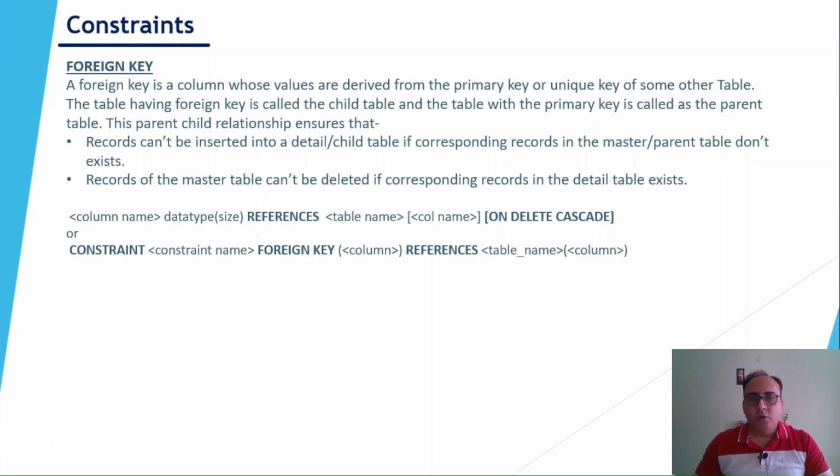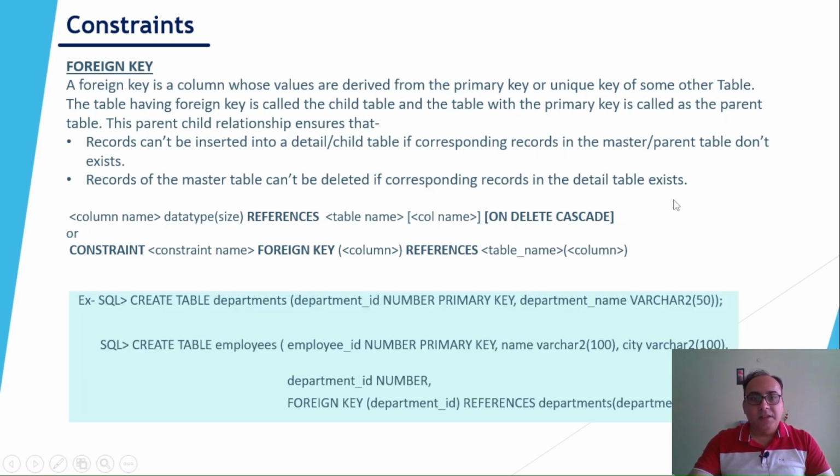Another way of defining a foreign key is CONSTRAINT. Then we mention the constraint name, then FOREIGN KEY, and the column name on which we are creating this foreign key, then REFERENCES. Then we provide the table and column name of the reference table. Now let's look at some examples.